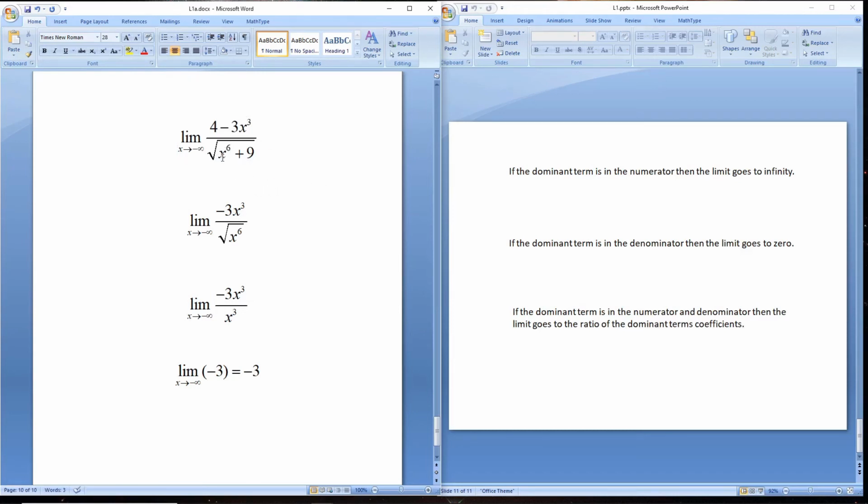You may be tempted to go right with the x to the 6 and say, oh, well, this is going to be 0. But upon further inspection, if you look at the square root, you see it's actually x cubed. And this is a case of actually the third, where the dominant term is in the numerator and denominator. And so our answer was the ratio of the dominant term coefficients, which was then -3.